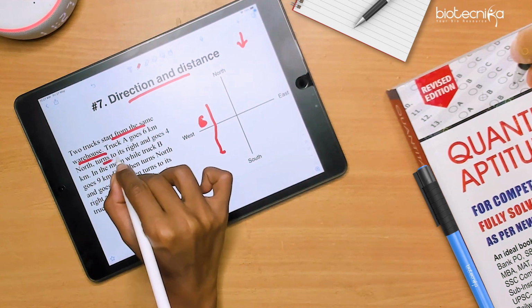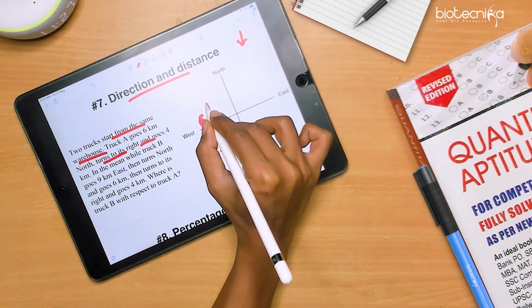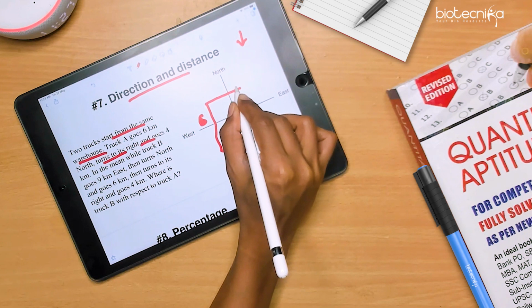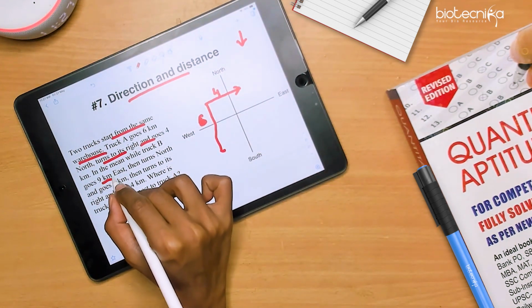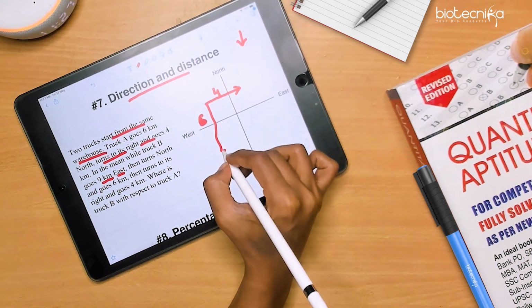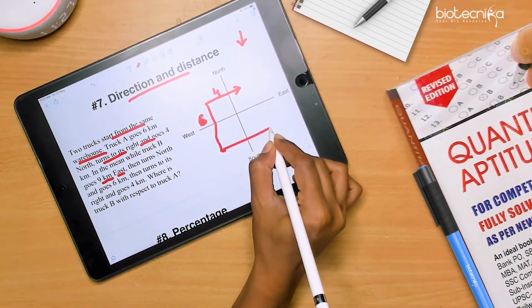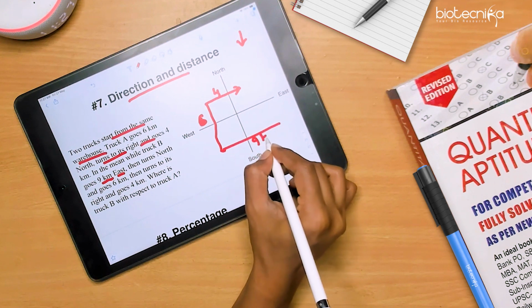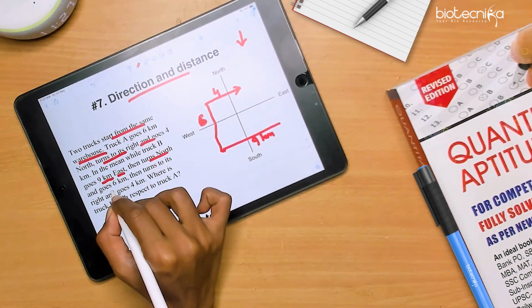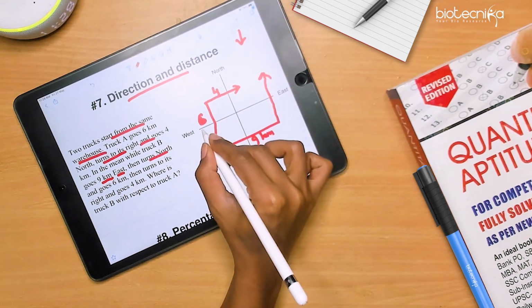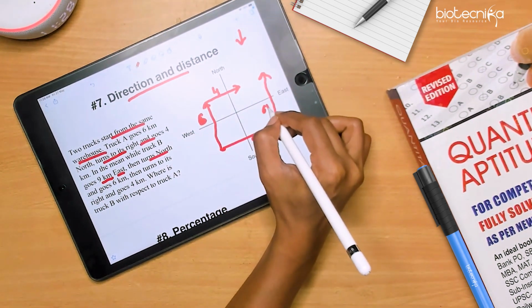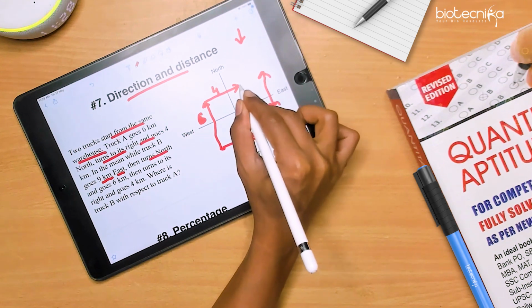Then it turns to the right and goes 4 kilometers. Let's say it is going to the right and going 4 kilometers. While truck B is going 9 kilometers east. That means it is going 9 kilometers towards the east. Let's say this is 9 kilometers. And then goes north 6 kilometers. So this is also going the same distance as this one, 6 kilometers. Okay. So it will be in the same line, right?